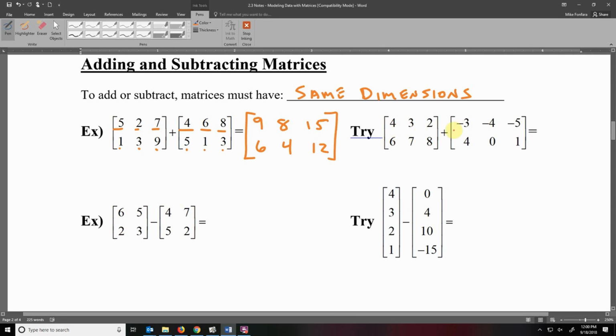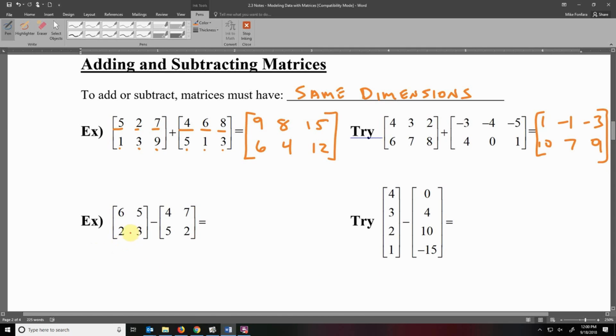Okay, then I've got 4 plus negative 3, and that is 1. 3 plus negative 4 is negative 1. And 2 plus negative 5 is negative 3. 6 plus 4 is 10. 7 plus 0 is 7. 8 plus 1 is 9. So that is the sum of the two matrices.